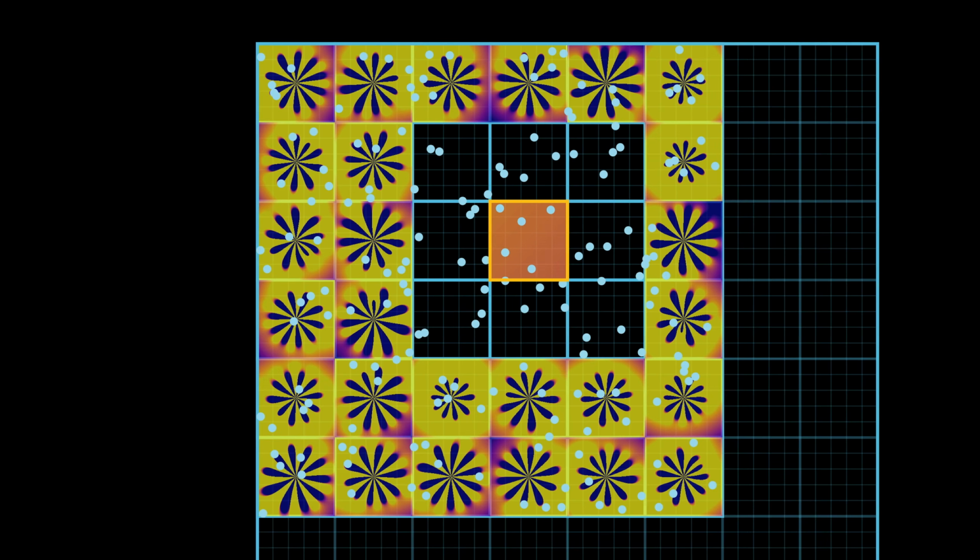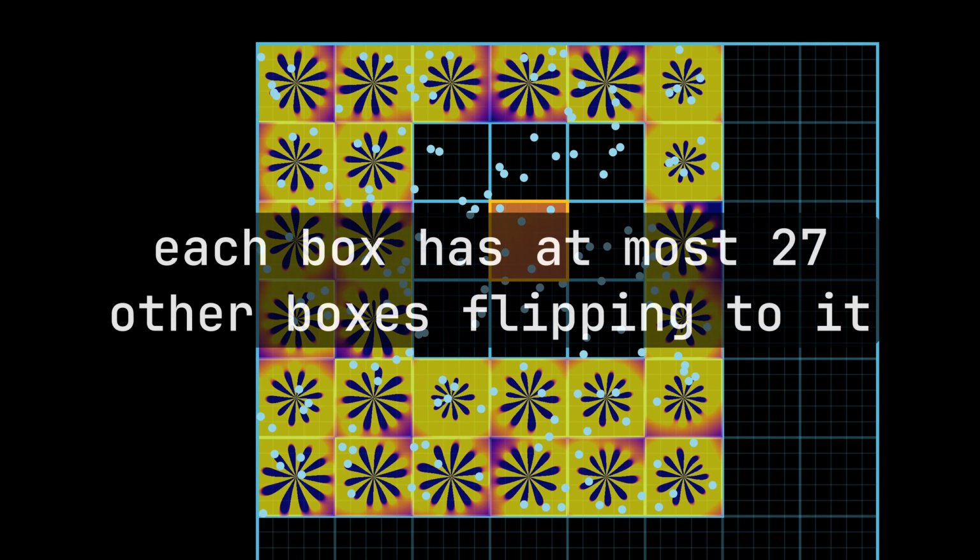This number is even smaller if the target box were close to an edge or corner, so since we have an interaction bound that is independent of n, this is once again only dependent on the number of boxes we have, which is O of n.